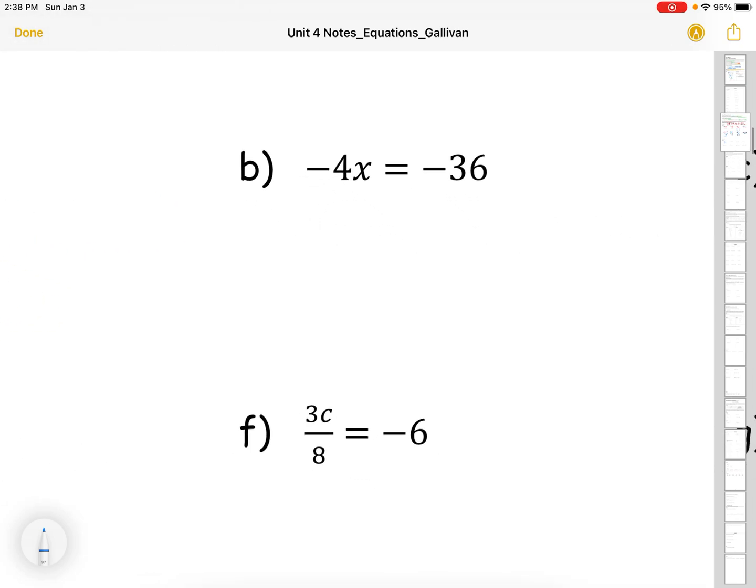Okay, here x is multiplied by -4, so we're going to divide both sides by -4. So x will equal 9. The -36 divided by -4 is equal to 9.